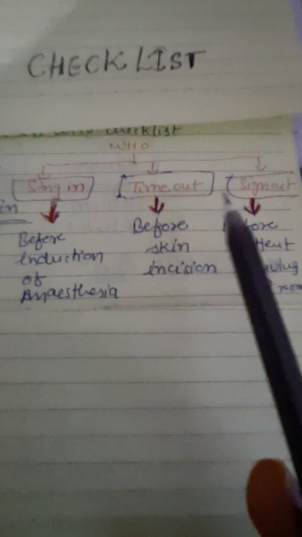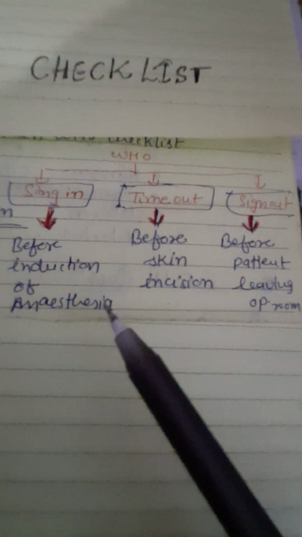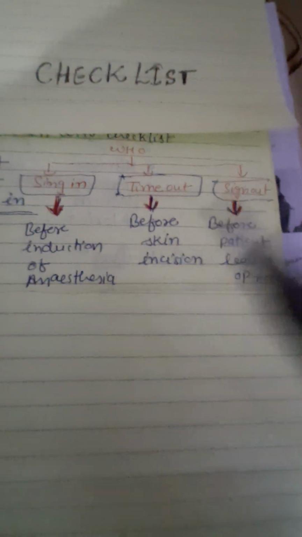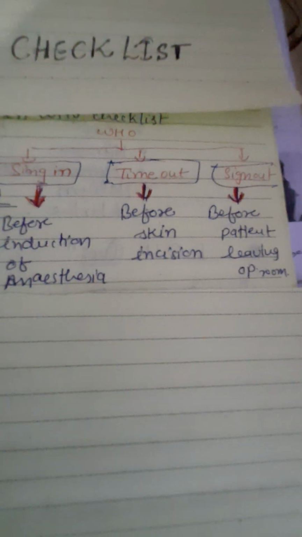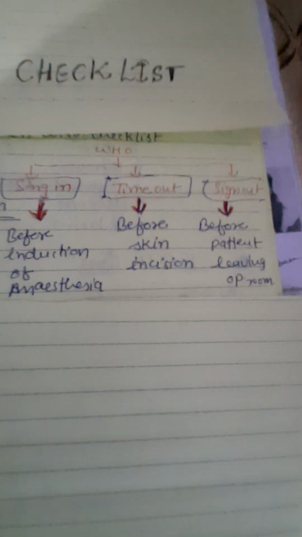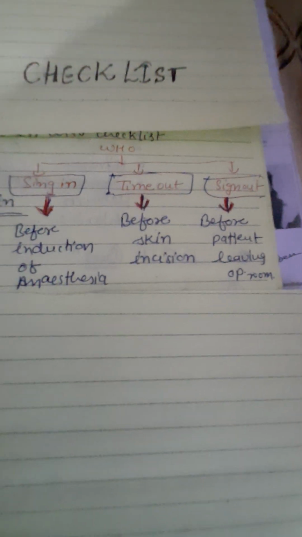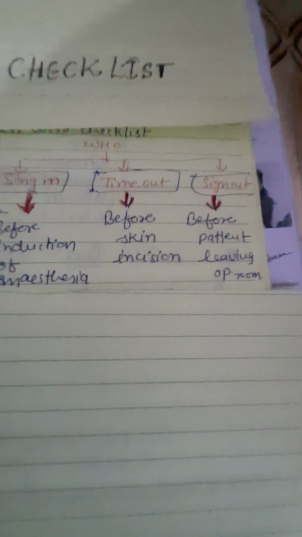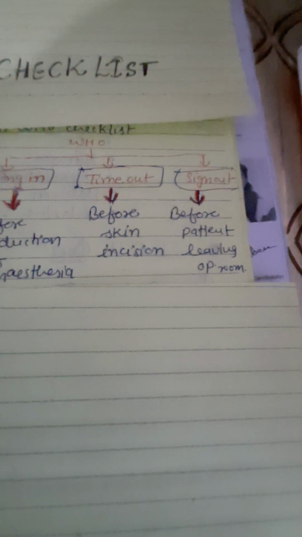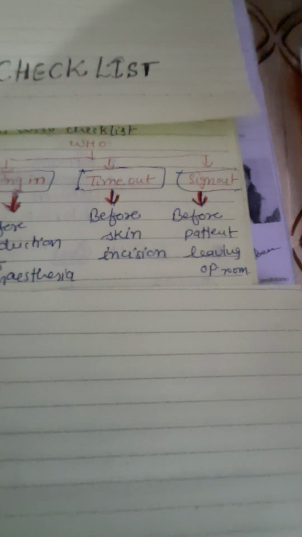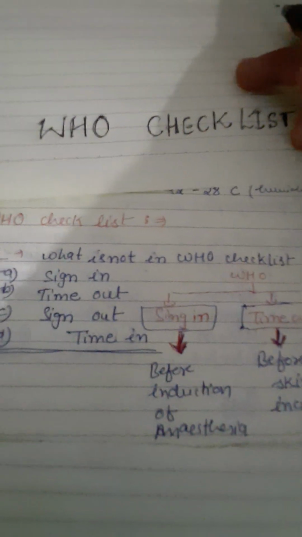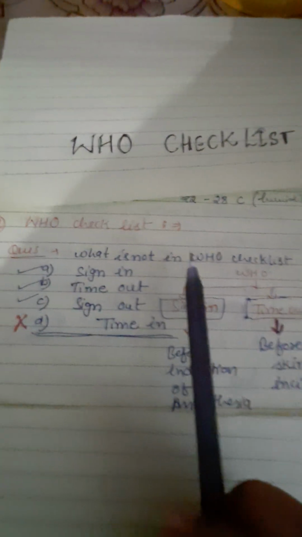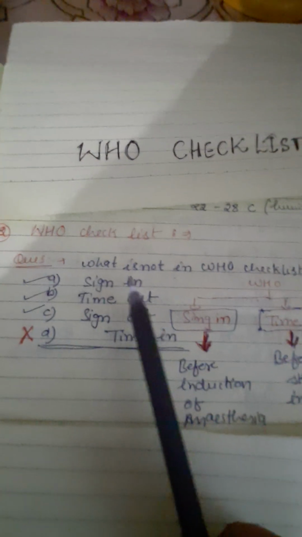So what are the questions in the exam regarding the WHO checklist? They will ask what is not included in the WHO checklist. They will give four options like sign in, time out, sign out and time in. So we have to skip one option. So what option will you skip? For example, like this: what is not in the WHO checklist?